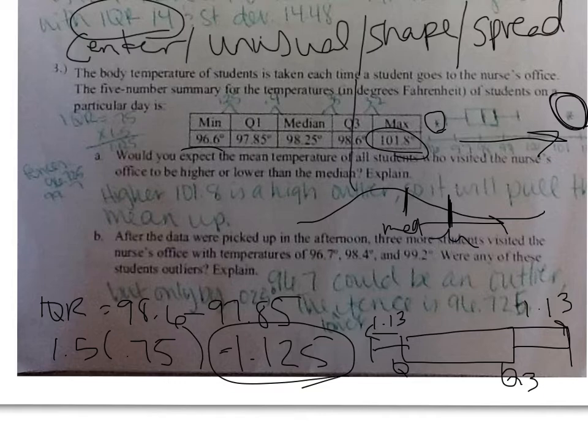Okay, so then would any of these be outliers? So you just go back and you recheck your fence. 96.7 could be an outlier, but you'd have to recalculate everything given these three new numbers, but it could be. These two are not outside the current fence, so they don't have any chance of being an outlier.